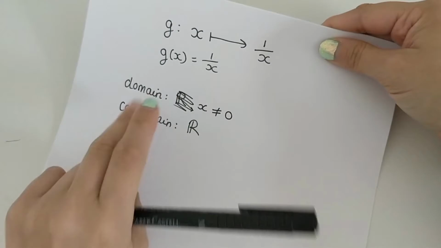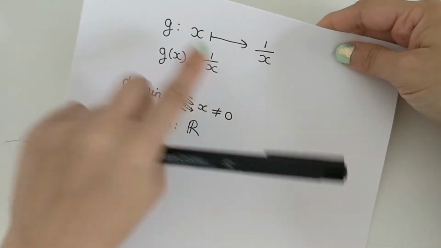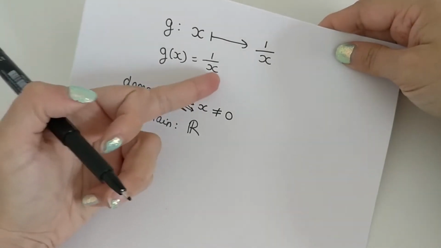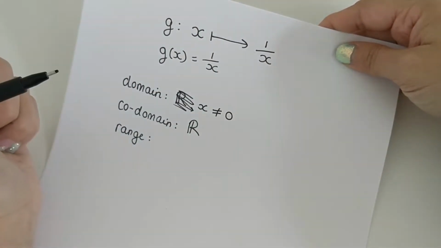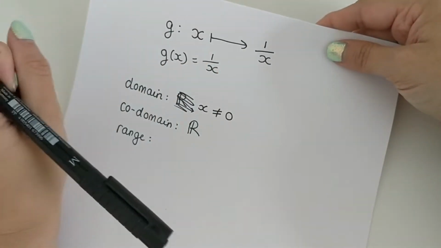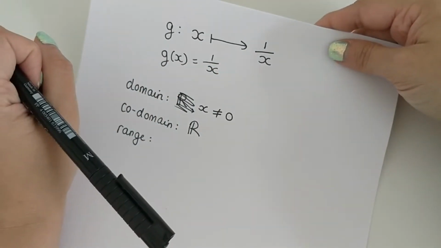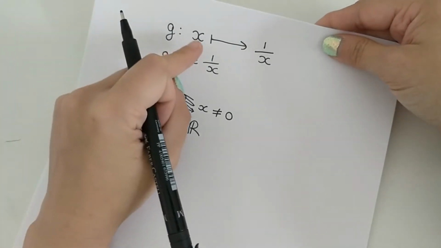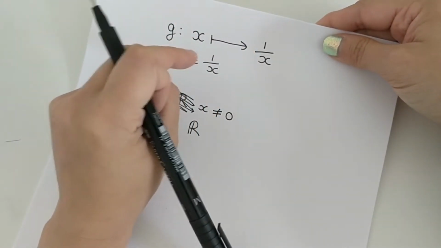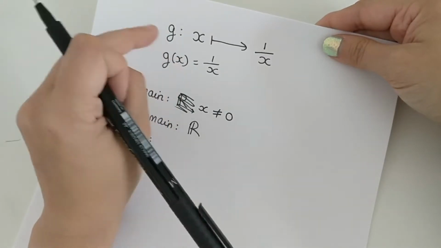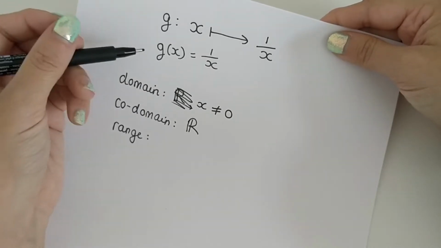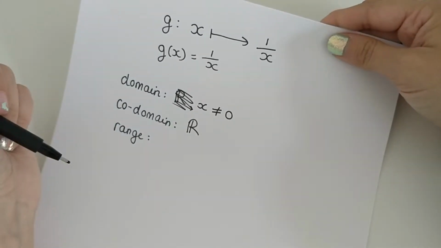Which ones are not possible? Is it possible to get a negative answer? Yeah, it is. If you put a negative input in, you're going to get a negative output, so that's fine. Is it possible to get pi as an answer? Well, yeah, it is actually. If you put 1 over pi into this, then the output would be 1 over 1 over pi, which is pi. So that's fine.